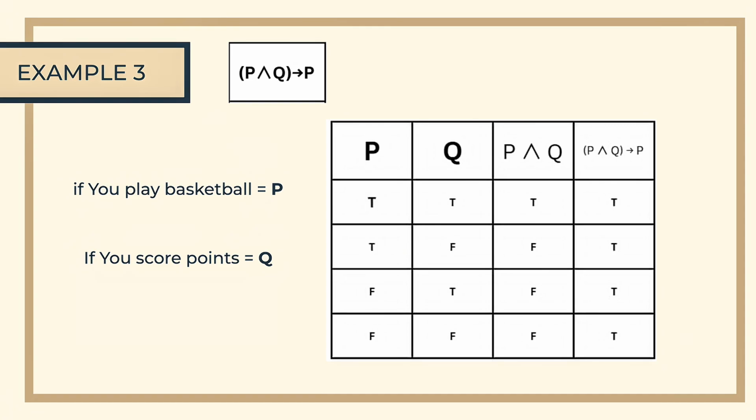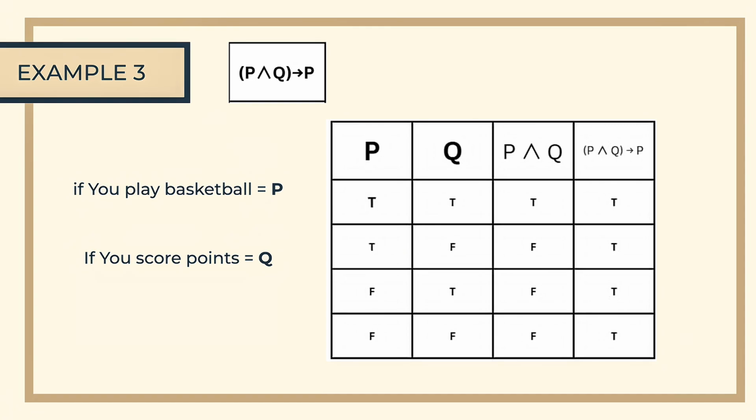In the third row, you don't play basketball, P equals false. You do score points, Q equals true. The condition you play and score is false again. Since the condition didn't happen, we don't care what comes after. Logic says the whole statement is still true. This one is also true.